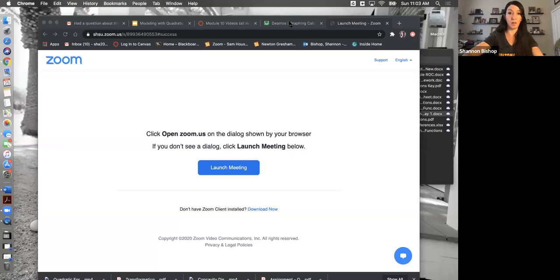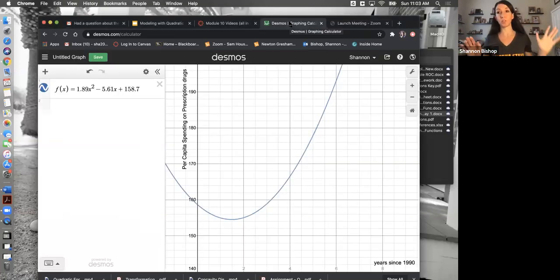So I'm going to go to my Desmos and, hopefully, yes, there we go. So this is just the per capita spending context. I switched the variables to f of x for the sake of Desmos. Every now and again, Desmos is quirky with variables like p or t, so just use f of x or y equals to keep it simple. That way you don't run into any issues.